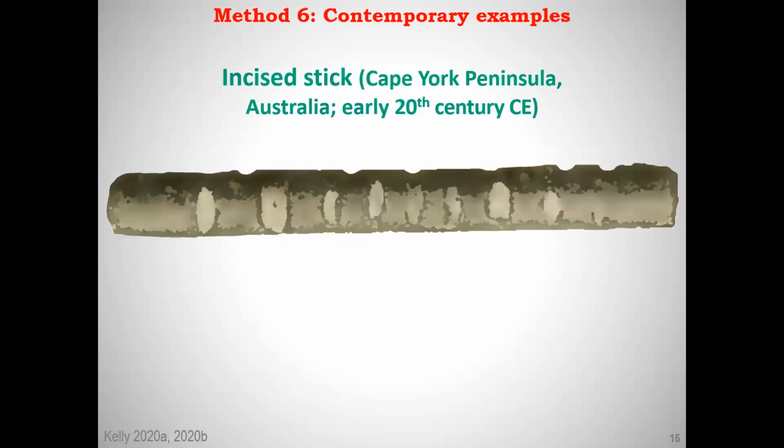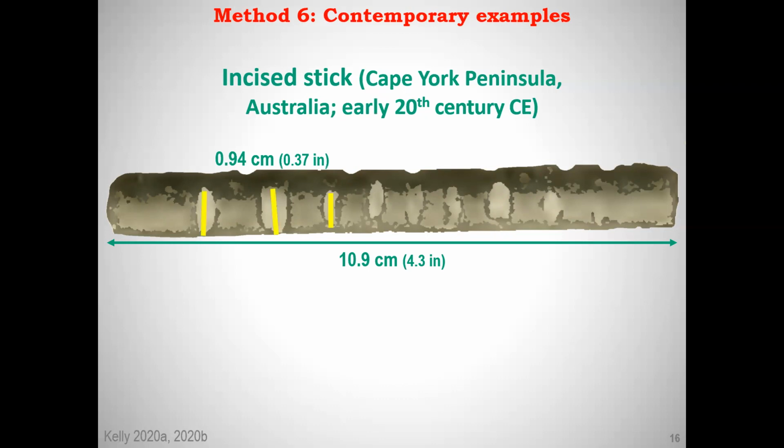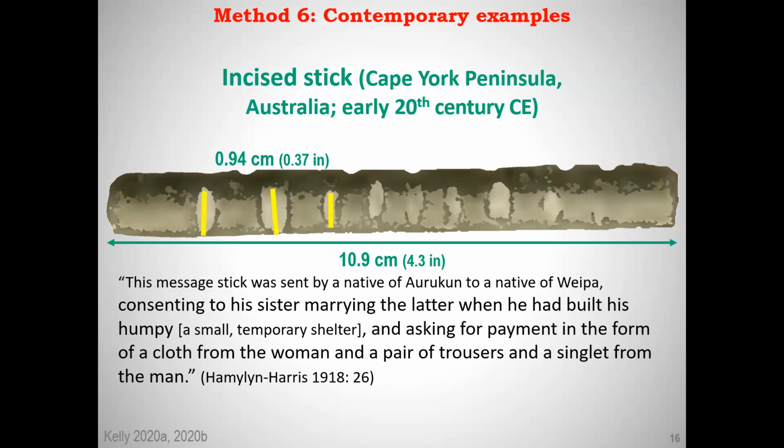The sixth method considers contemporary examples like this Australian message stick from the early 20th century. It too is very small. Now, these notches serve a mnemonic purpose rather than indicating numbers. The message on this artifact consents to a marriage on the condition that the prospective bridegroom builds a residence for the newlyweds, and that the newlyweds provide the brother of the bride with specific goods. The problem with this method is threefold.